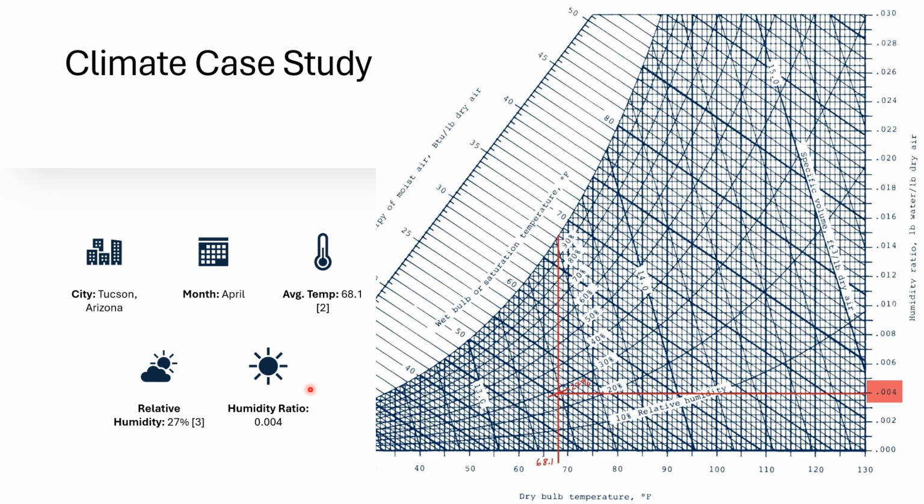So the humidity ratio we can find using this psychrometric chart right here. We know the dry bulb temperature, which is 68.1 degrees, so we draw a straight vertical line here. Then we use the 27% humidity, and basically it is right here, so we mark that right there. The intersection of these two lines is what we want, and we draw a straight horizontal line all the way over to the right side, and we get a value of 0.004 for the humidity ratio.